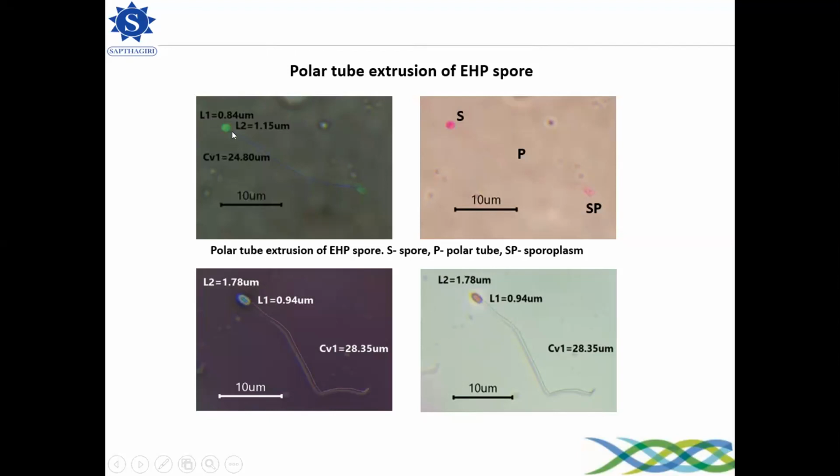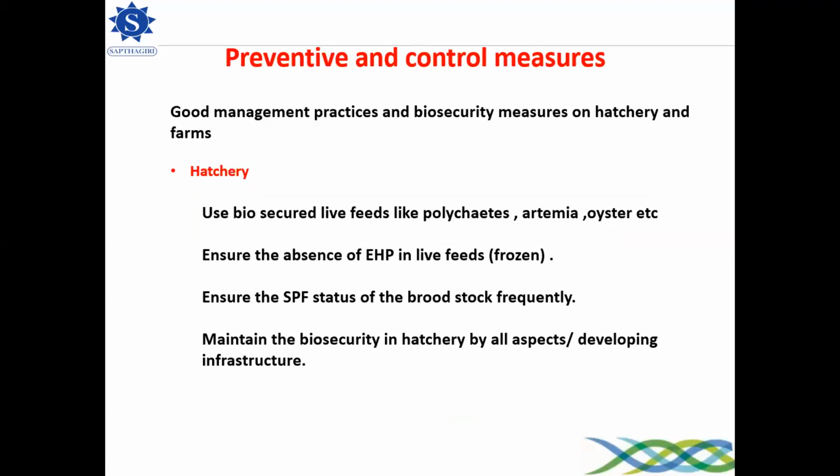So to control EHP, there are two options. One is, before infecting the cells, it has to be inactivated, or within the cells. So the better method is, before infection it has to be inactivated. So use only biosecured live feeds like polychaetes, Artemia, oyster. Every live feed has to be checked to ensure the absence of EHP.